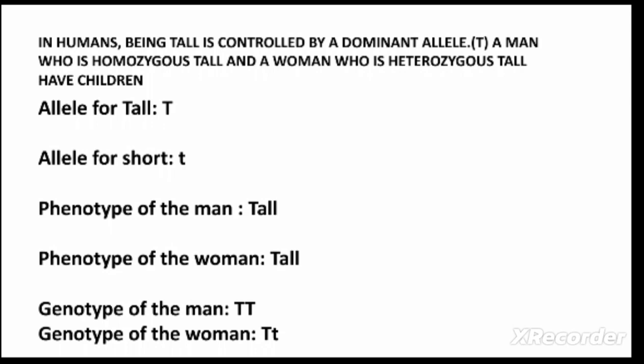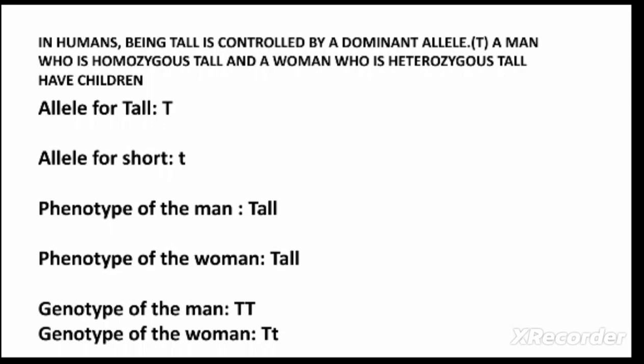So the question says, an allele for tall. You're being told in the statement that being tall is controlled by dominant allele T, capital letter T. So the allele for tall is capital letter T, and the allele for short is small letter t.